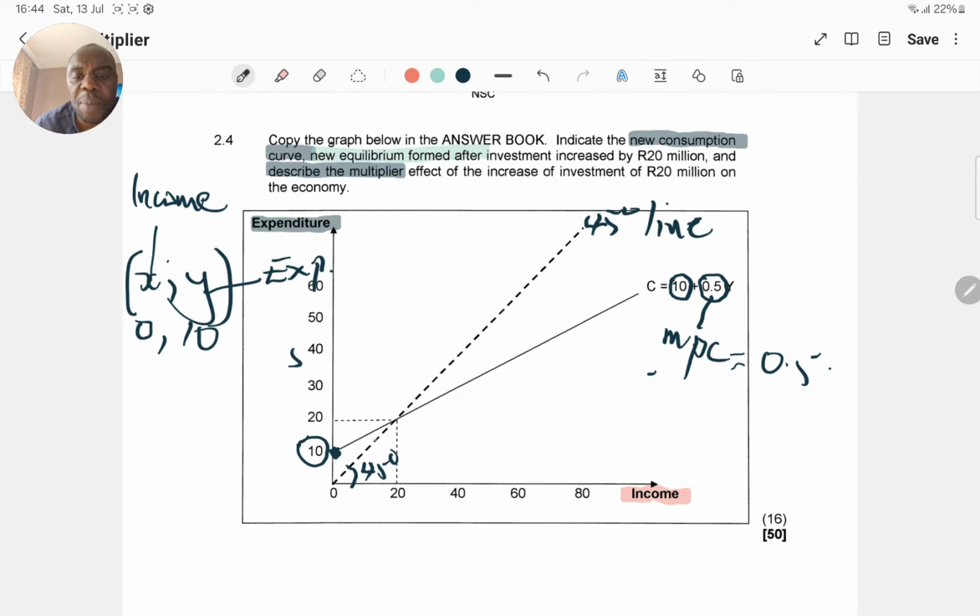So on our consumption function, there are two things that we need to be aware of: our autonomous consumption, which is 10, as well as our marginal propensity to consume, which is 0.5.